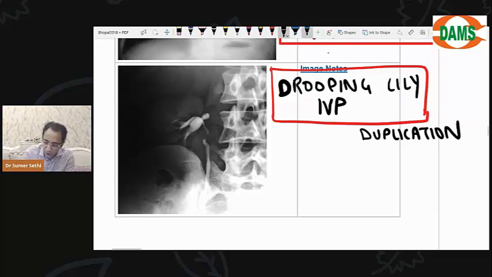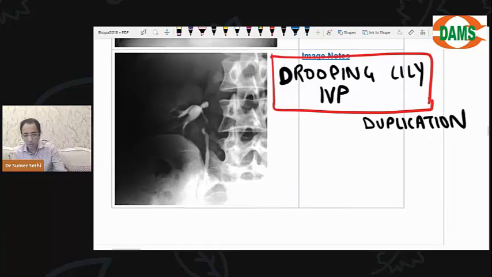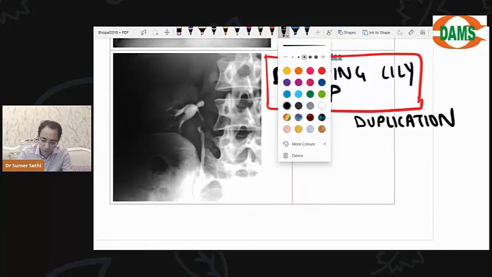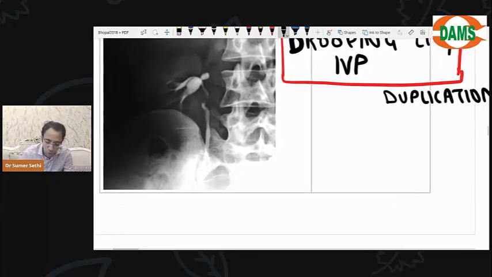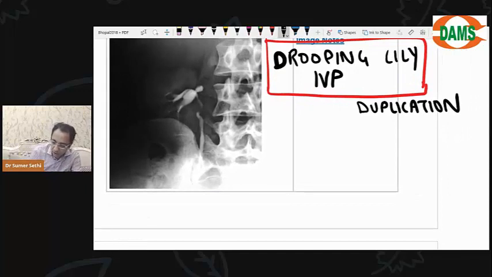Did you study this in your surgery class? Drooping lily sign on IVP. IVP is intravenous pyelogram. Don't worry, I will teach you that also. In duplication. Now try and understand. I will show you. Beta, listen to me. I will tell you the reason.